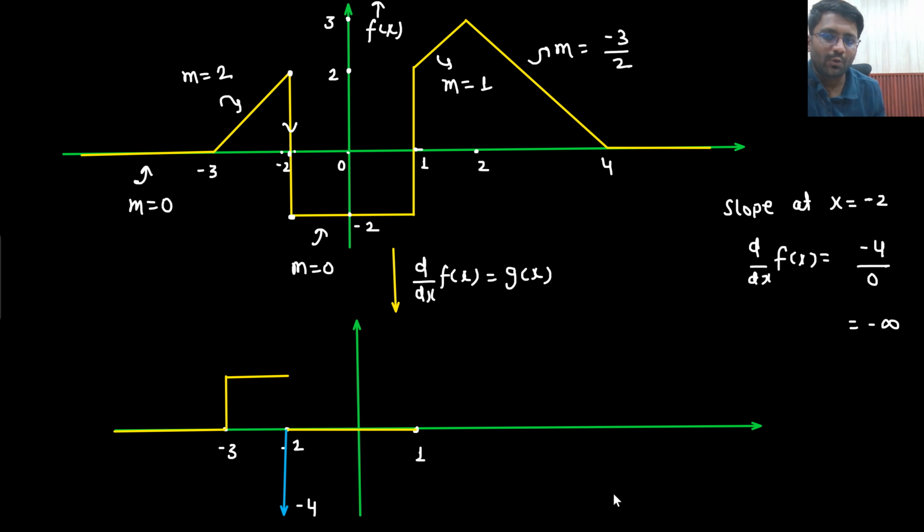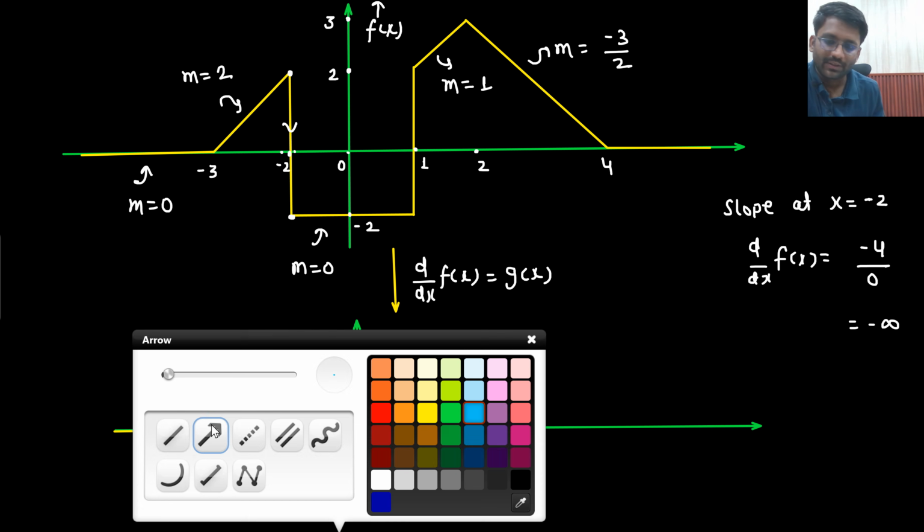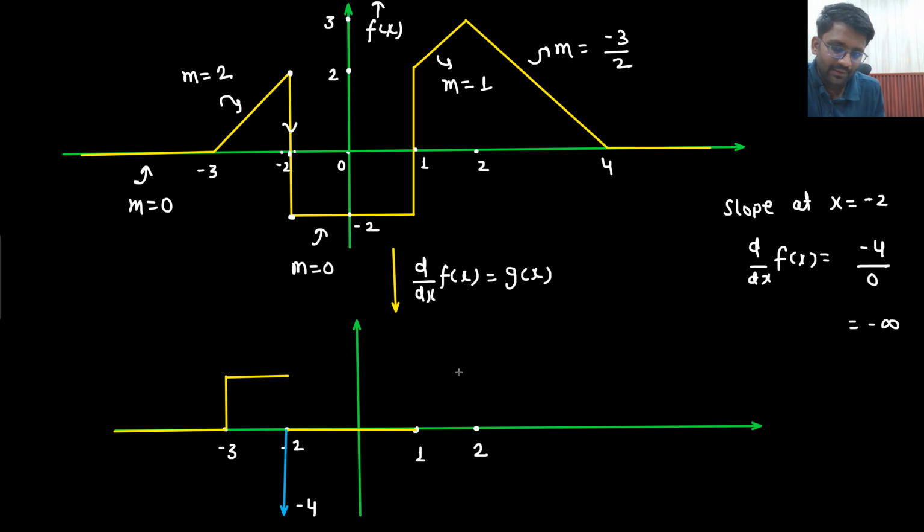Now, sir, from 1 to 2, what is the slope? From 1 to 2, the slope is 1. But what is happening at 1? The graph is going from minus 2 to plus 2. So what will be the slope at x equals 1?